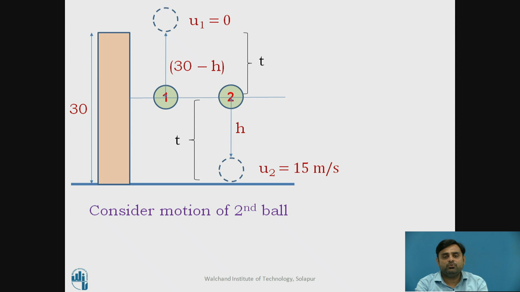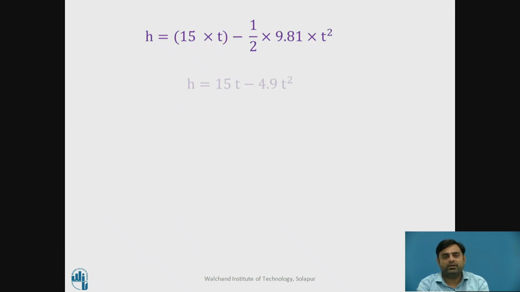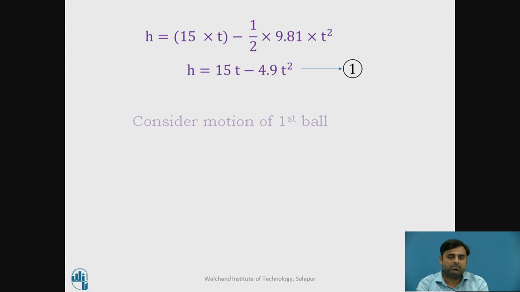Now if we consider the motion of the second ball, we can use the formula h is equal to ut minus half gt square. If we put the values, we will get one equation in terms of t. That equation is h is equal to 15t minus 4.9 t square. This is our equation number 1.